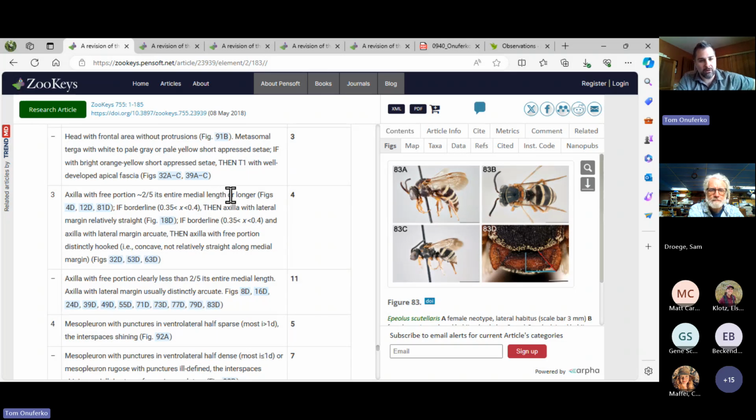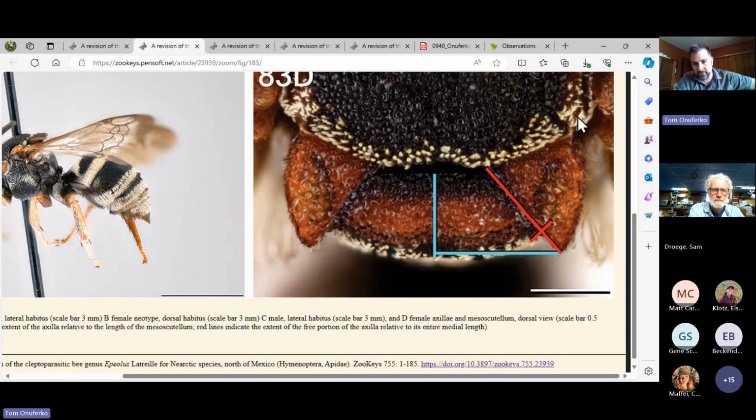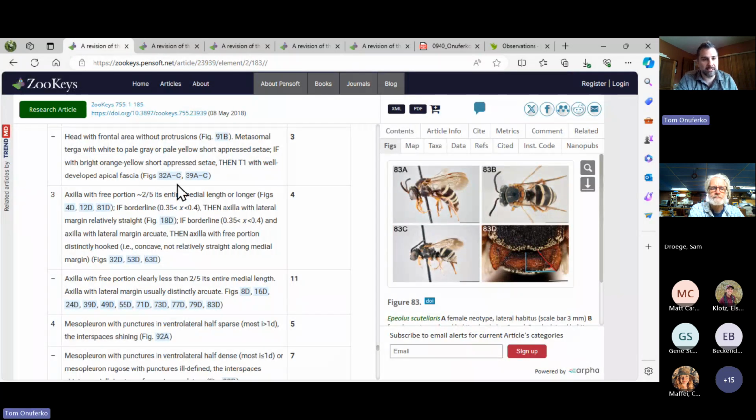If the free portion is longer, then you would go to 4. If it's less than that, you potentially go to 11, but it has to be these characters in combination to go to that couplet. Because if you're looking at something that might be borderline, then look at whether the axilla is relatively straight on the outer margin. In this case, in Epeolus scutularis, it clearly isn't. It's clearly convex.